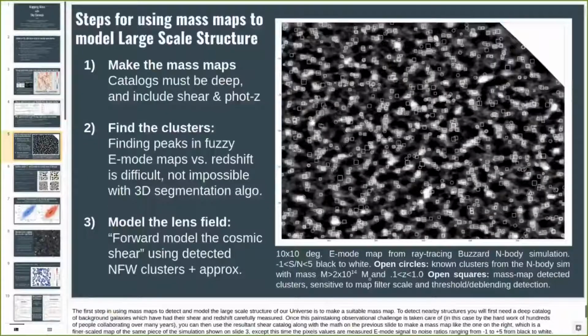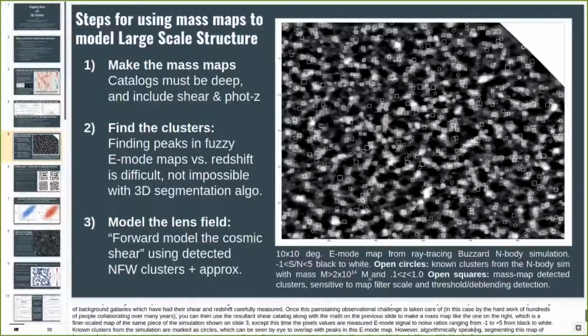To detect nearby structures, you will need to first have a deep catalog of background galaxies that have had their shear and redshift carefully measured. Once this painstaking observational challenge is taken care of, in this case by the hard work of hundreds of people collaborating over many years, you can then use the resultant shear catalog along with the math on the previous slide to make a mass map like the one on the right, which is a finer scaled map of the same piece of the simulation shown on slide 3, except this time the pixel values are measured E-mode signal-to-noise ratios ranging from -1 to 5 from black to white.